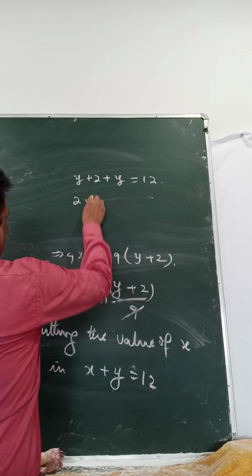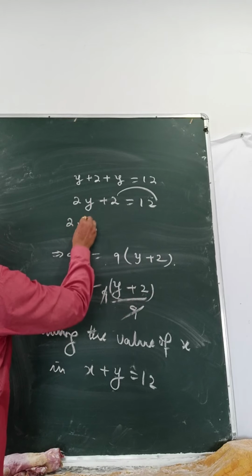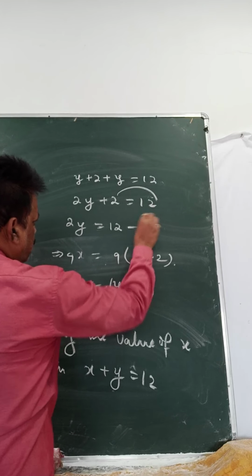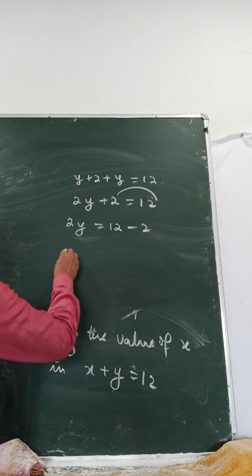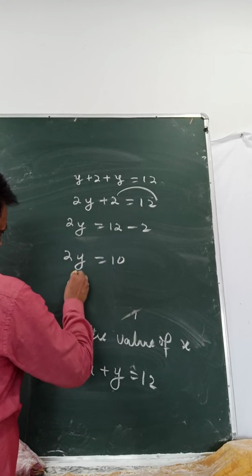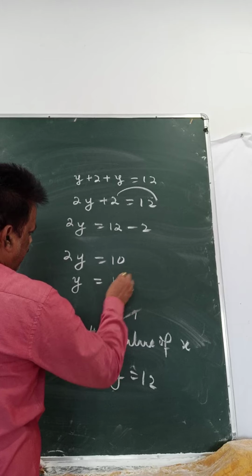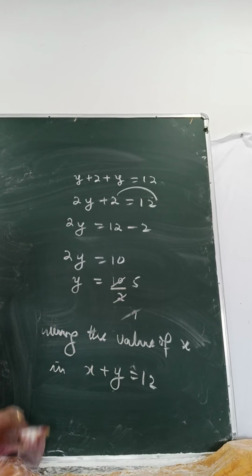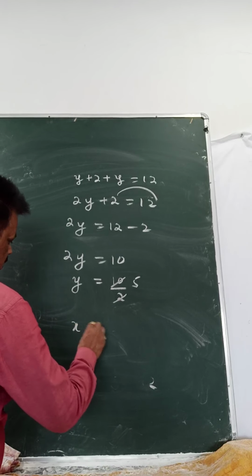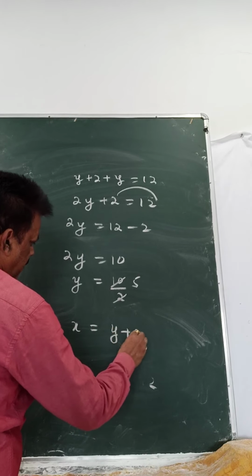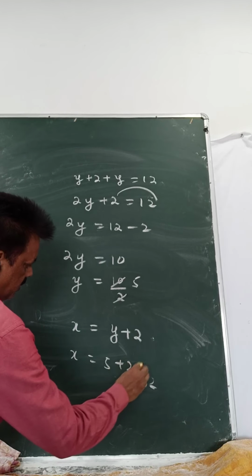2y plus 2 equals 12. This 2 will go here. 2y equals 12 minus 2. Then what will you get? 2y equals 10. y equals 10 by 2, that is 5. So y you got 5. Now what is x? x was y plus 2. Therefore x equals 5 plus 2, that is 7.